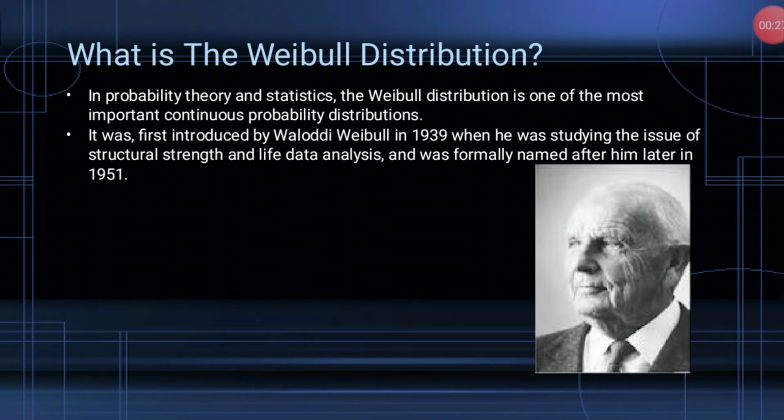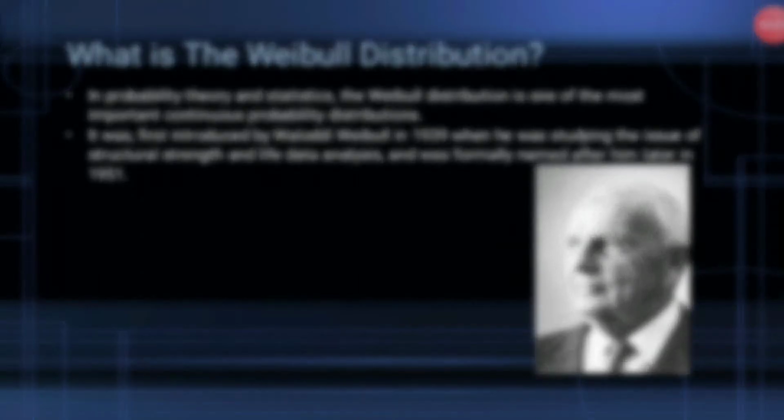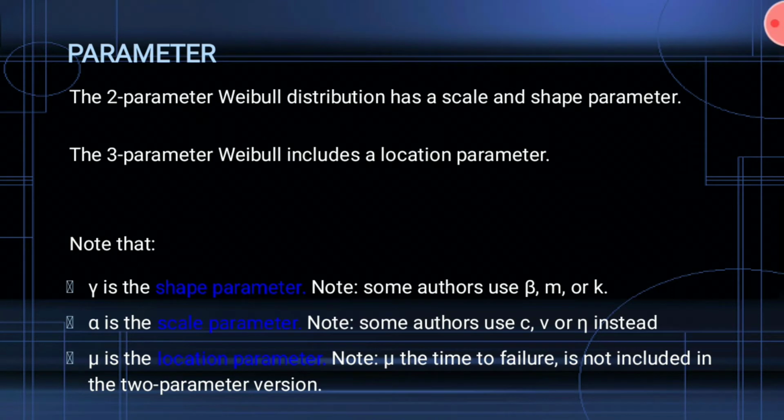It was first introduced by Weibull in 1939 when he was studying the issue of structural strength and life data analysis, and was formally named after him later in 1951. There are two included parameters. First, the two-parameter Weibull distribution has a scale and shape parameter. Second, the three-parameter Weibull includes a location parameter. Note that gamma is the shape parameter, alpha is the scale parameter, and eta is the location parameter.